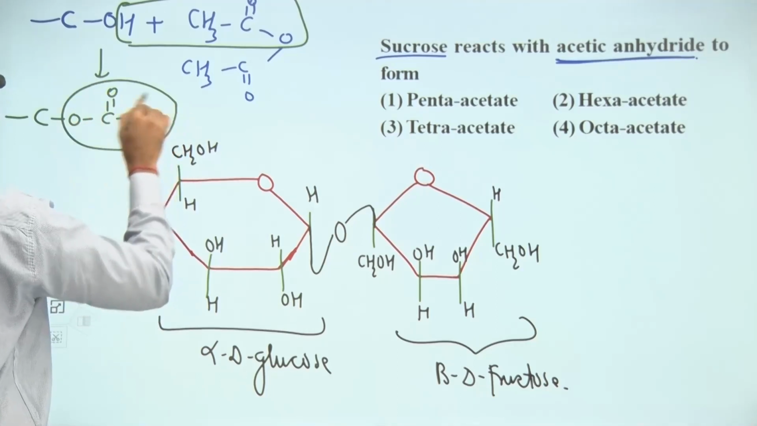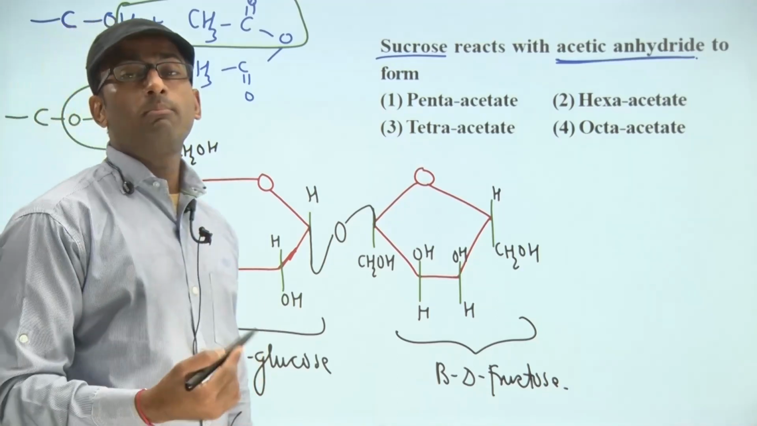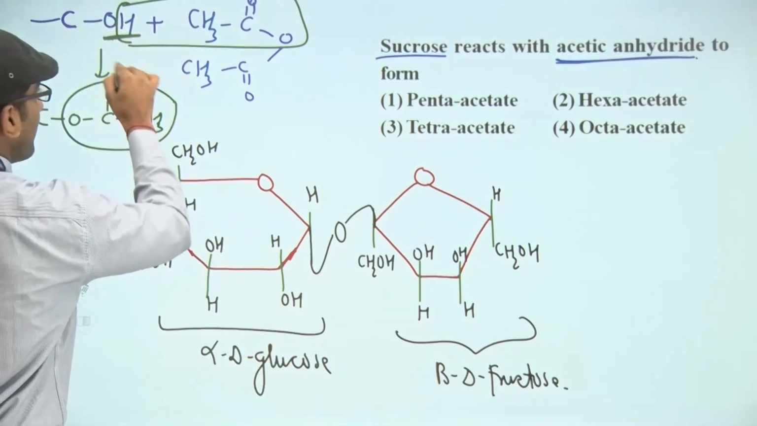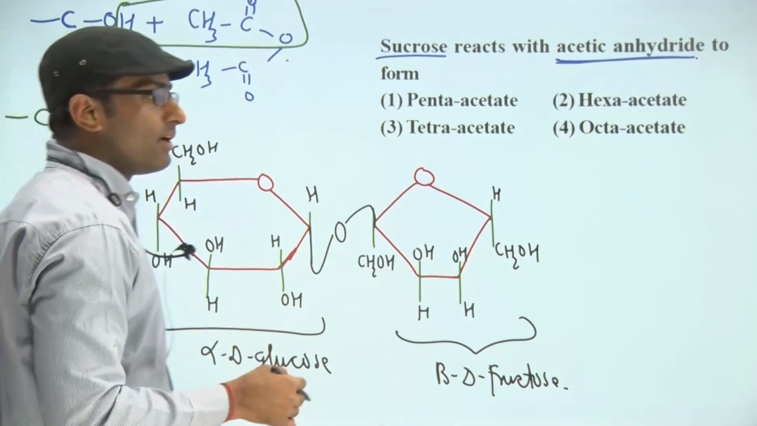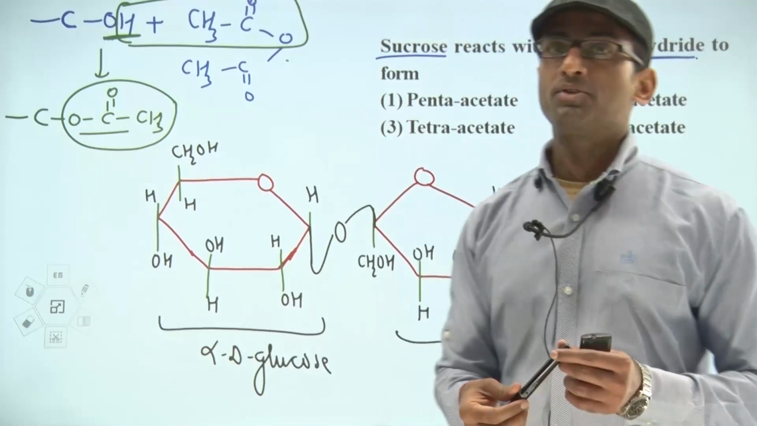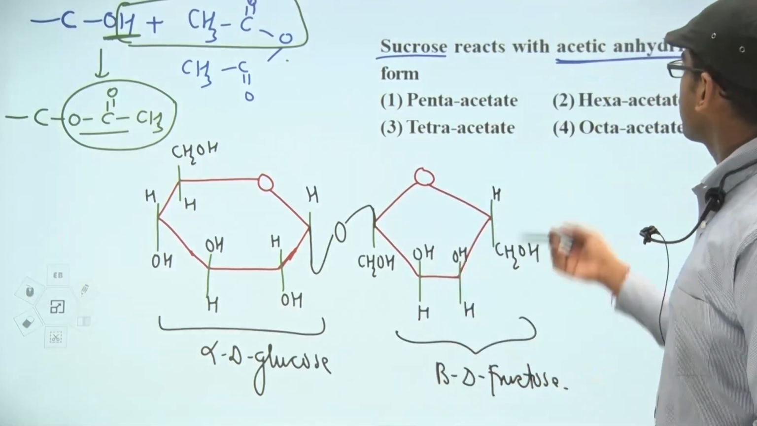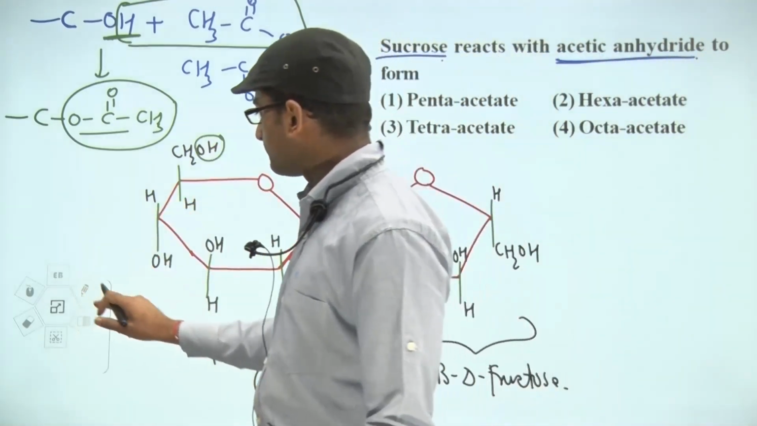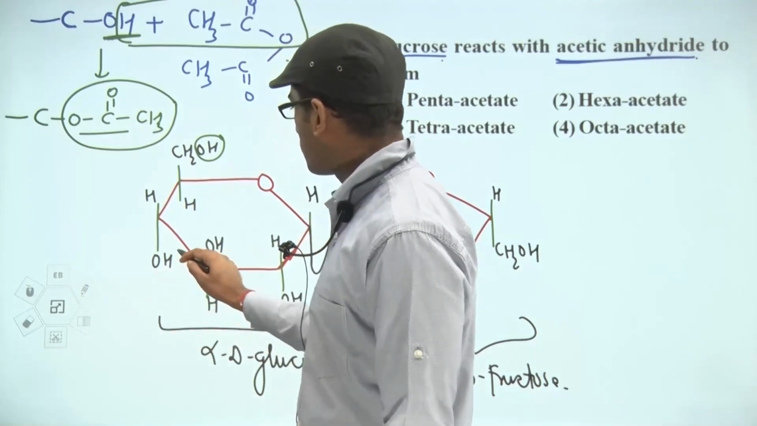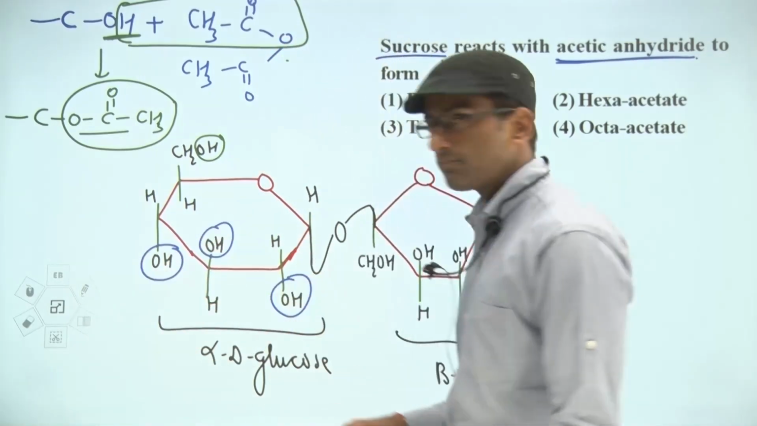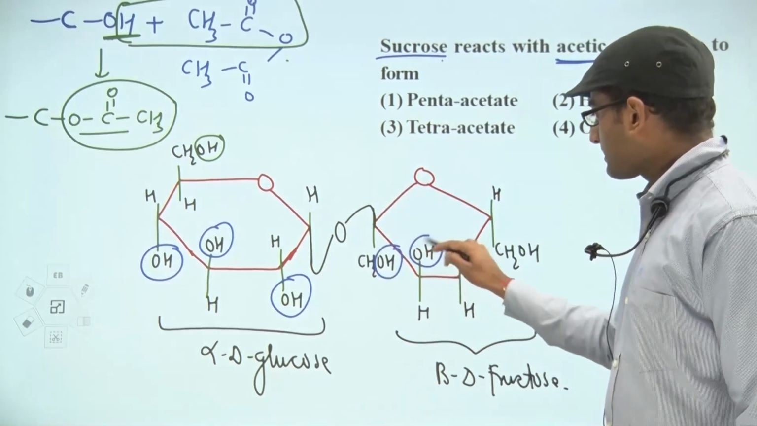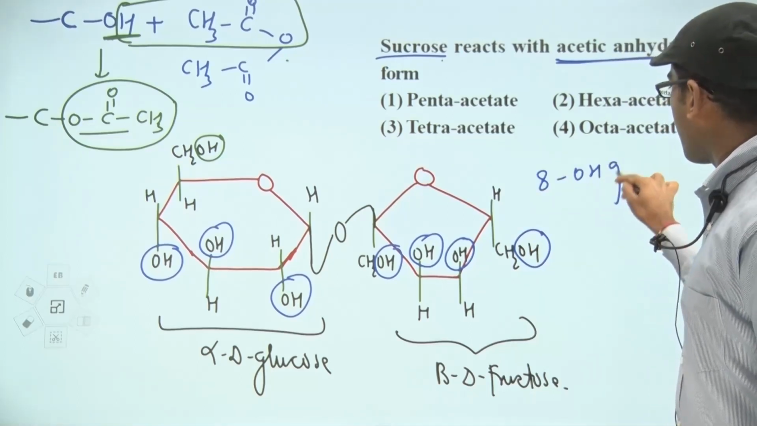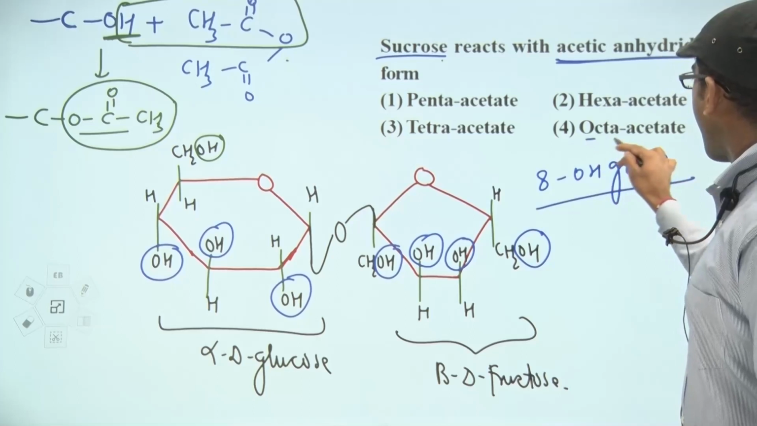This is acetate group. So the reaction is depending on the number of OH groups. If only one OH group is present, there will be formation of monoacetate. If 4 OH groups are present, there will be formation of the tetraacetate. And you can see that sucrose is having how many OH groups? 1, next OH group, second, third, fourth, fifth OH group, 6th, 7th and the 8th. Total 8 OH groups are present. So this will form here the octaacetate.